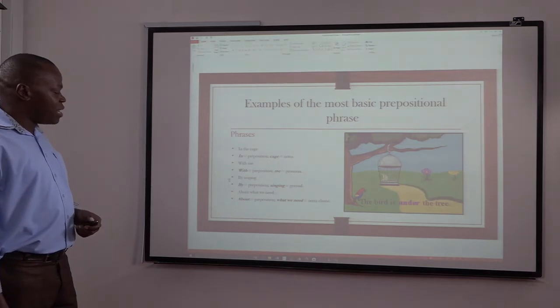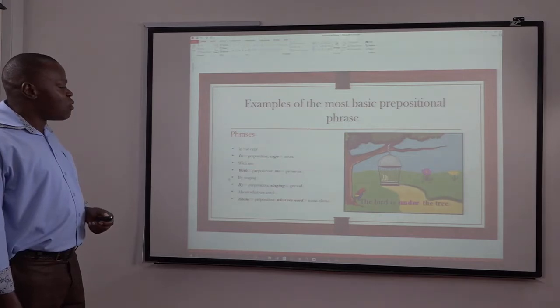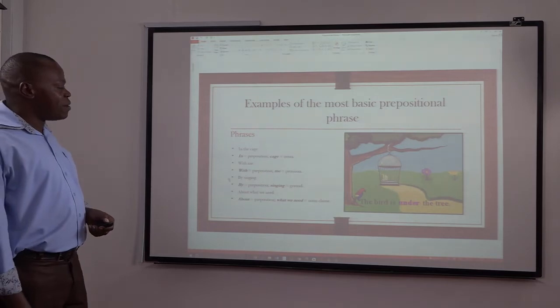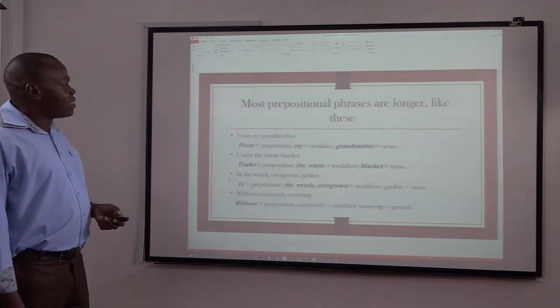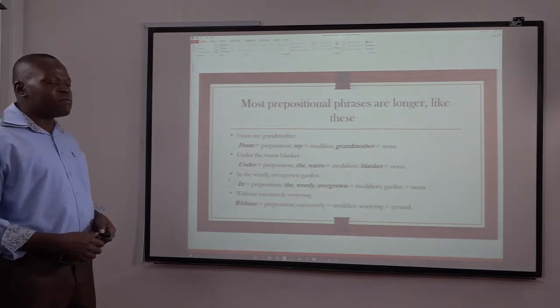About what we need. About is a preposition. What we need is a noun clause. A noun clause is a group of words that plays the role of a noun. Let's now turn to longer examples of prepositional phrases.